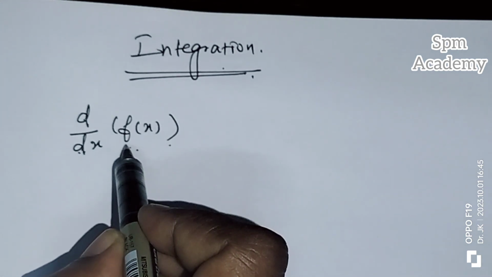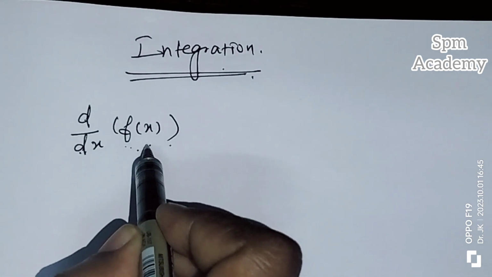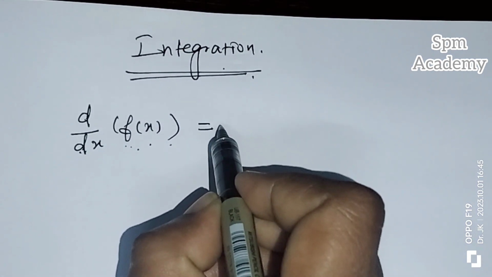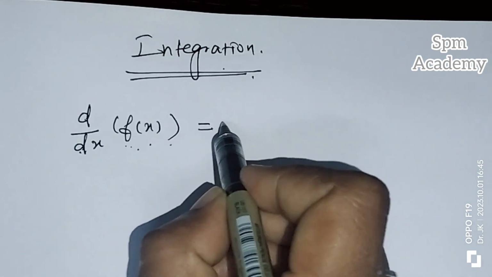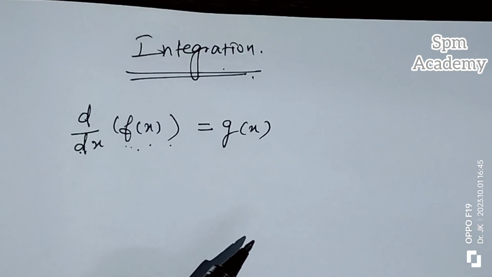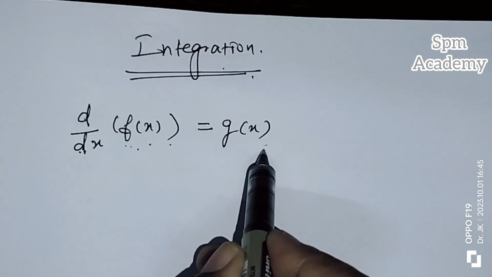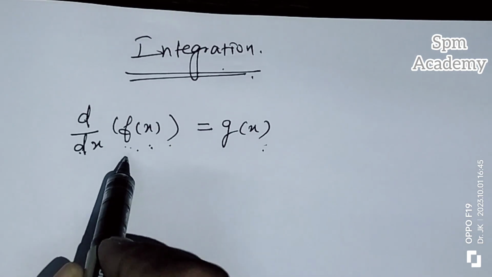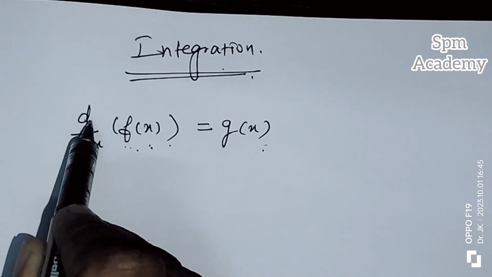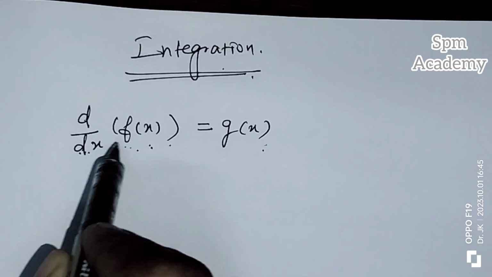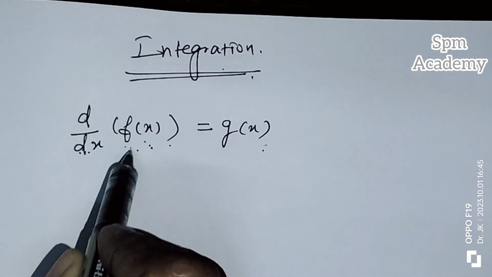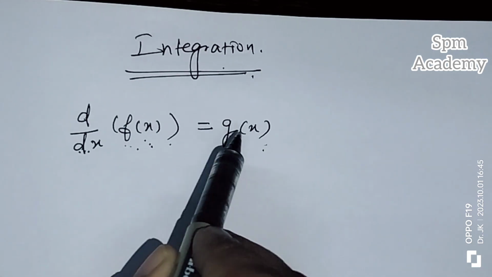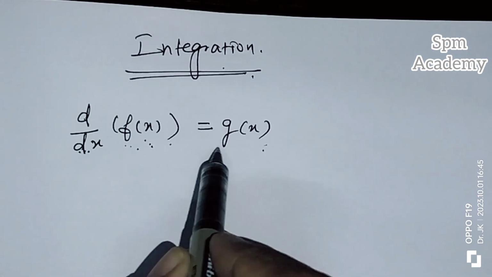If f of x is a function with respect to x, and you are differentiating this function with respect to x, we will get again a function with respect to x only, so we can take it as g of x. So g of x is the resultant of the derivative of f of x.